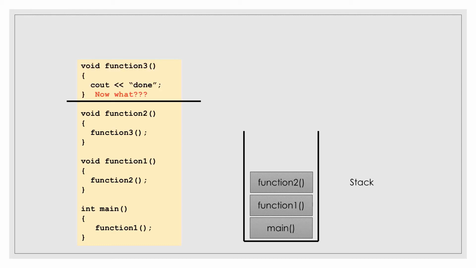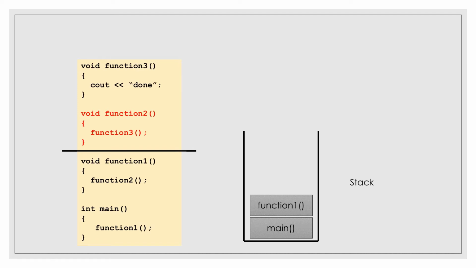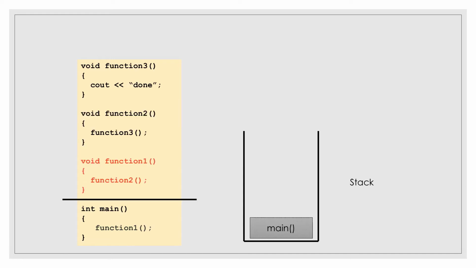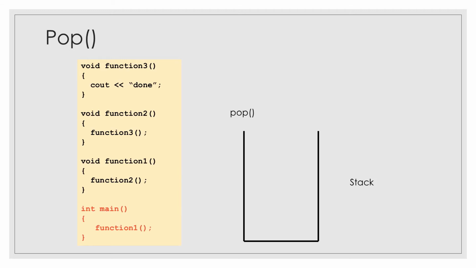Function 3 wants to know where to go, and it goes to the stack to get that information. It pops off the activation record on top, and that tells it how to get to function 2. Function 2, when it finishes, pops off the top record, and that tells it how to get to function 1. Function 1, when it finishes, pops off the activation record that's there, and that tells it how to get back to main. We use the system stack very commonly in every program we write that has functions.